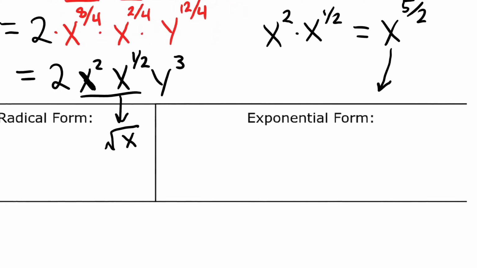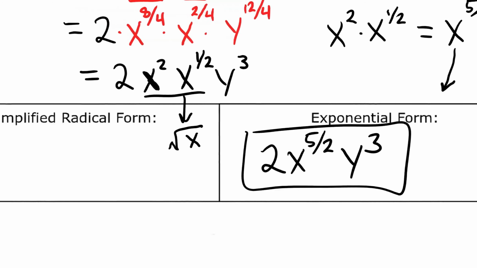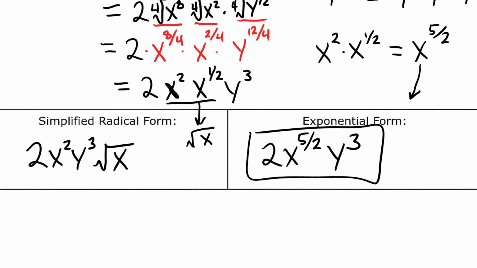If we combine these two terms, we get 2 times x to the 5 over 2 times y cubed, and that'll be the answer for exponential form. Okay, for radical form, we're going to have to rewrite this as 2 times x squared times y cubed, and you usually just put the radical at the end. It's just a tradition to put the radical at the end. We'll put that square root of x at the end, and that's as simplified as it gets if we're leaving the radicals in place.